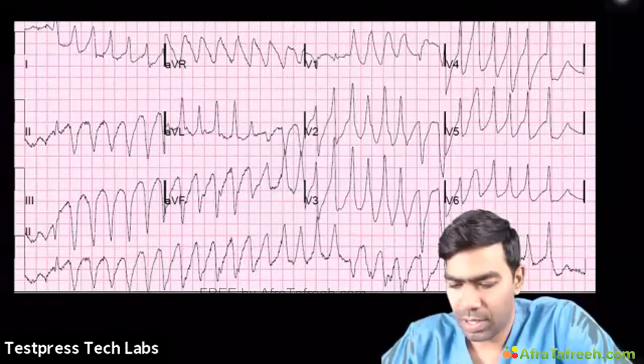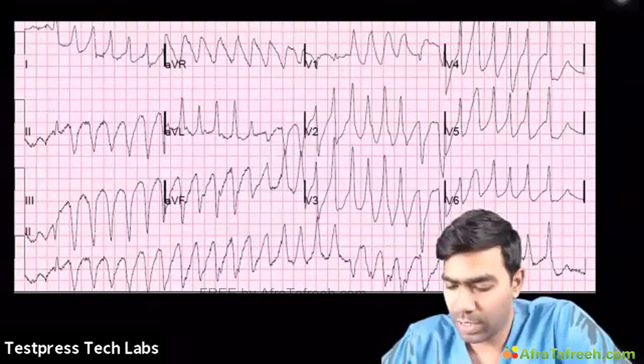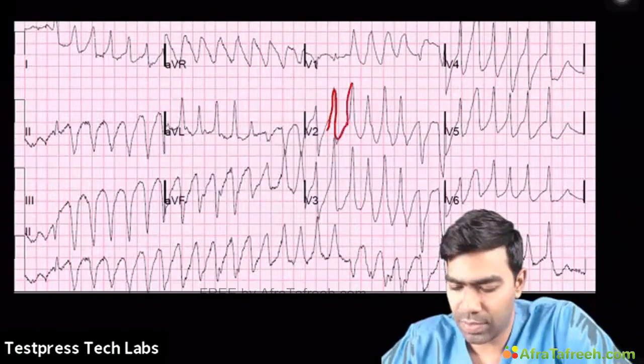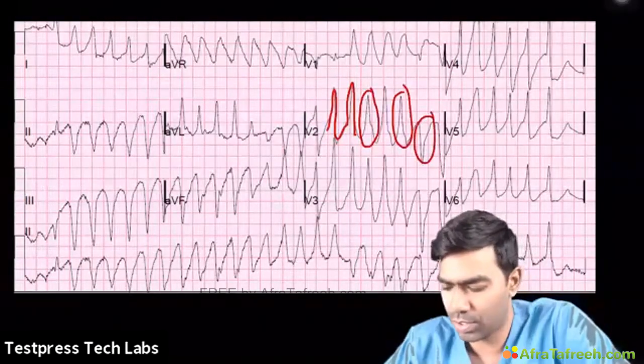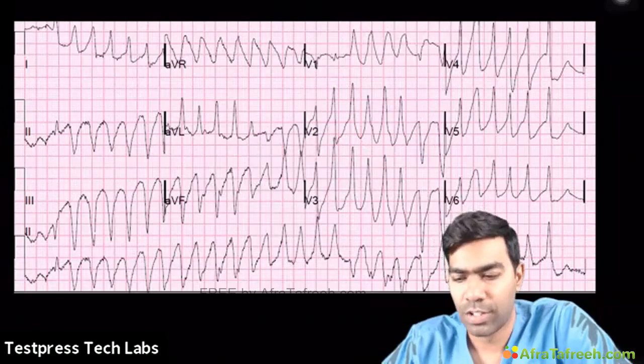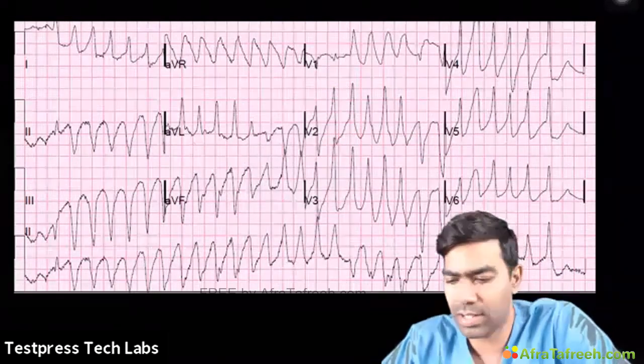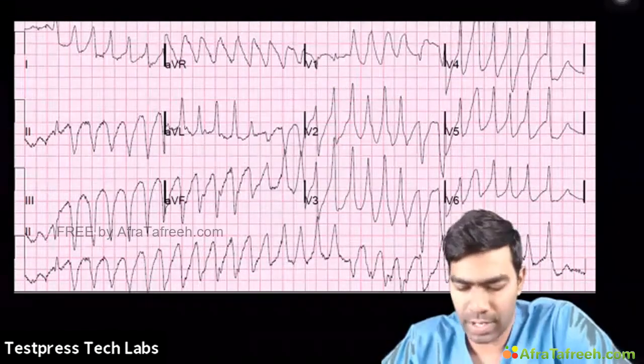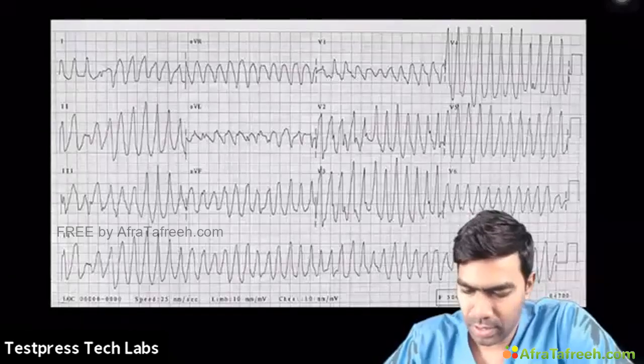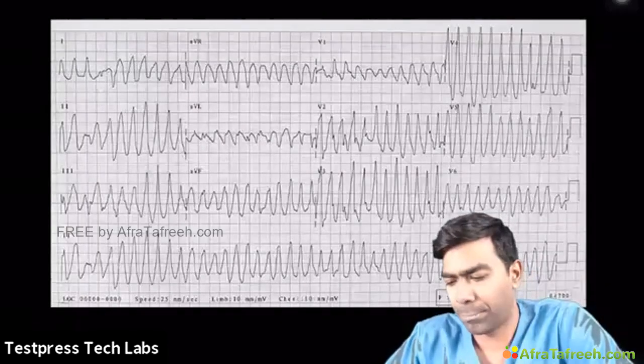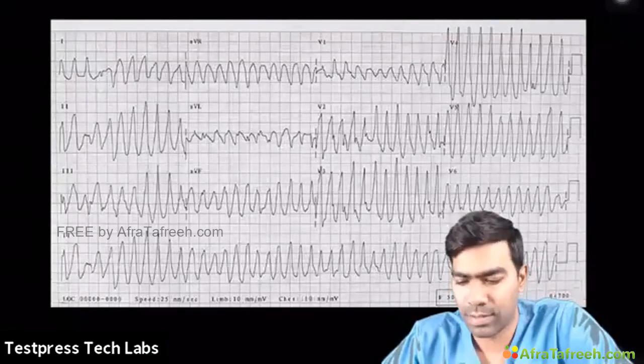So this is a typical polymorphity. And one more thing, what you can see is this is a different kind of morphology. This is having a different morphology. This is also having a different morphology. You have multiple different morphologies, and there is a change in axis. Definitely this is going to be a polymorphic ventricular tachycardia without a doubt. And what is this one? This is a spotter again.